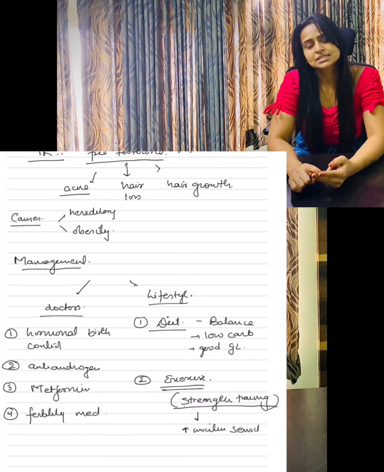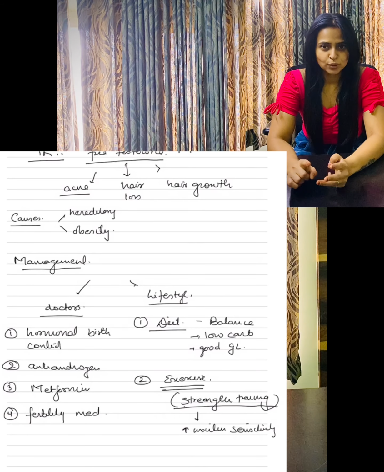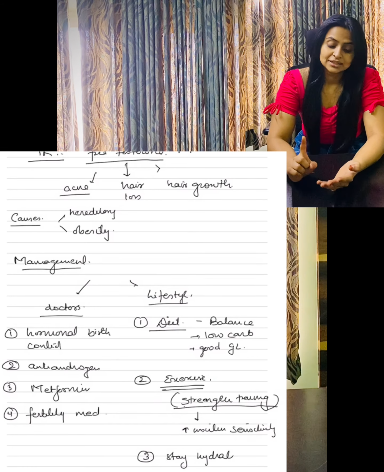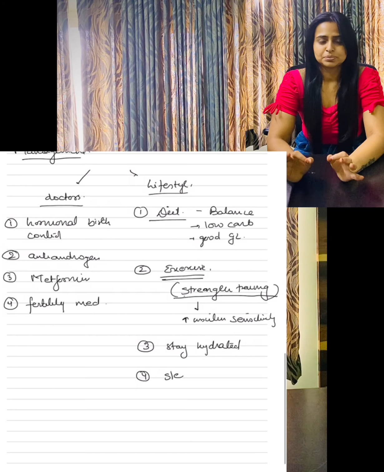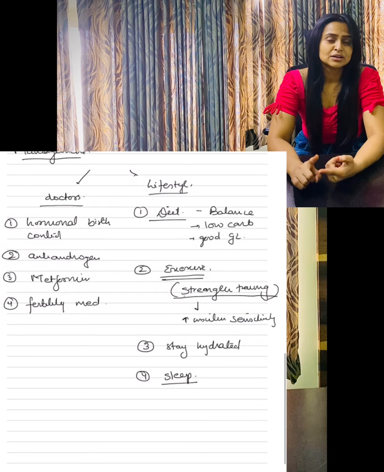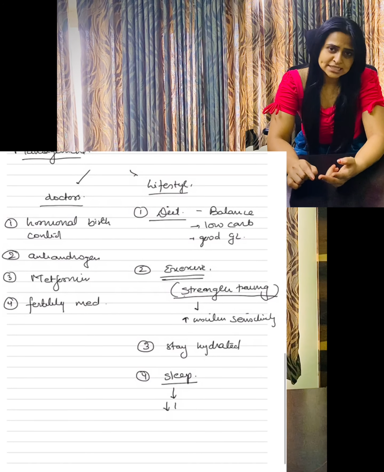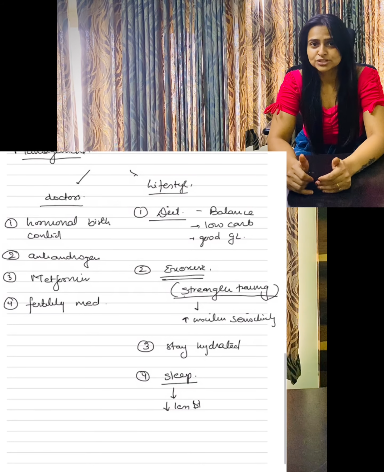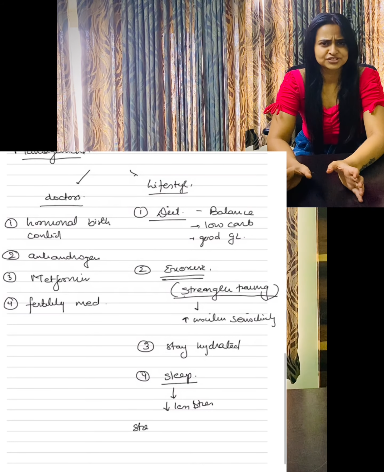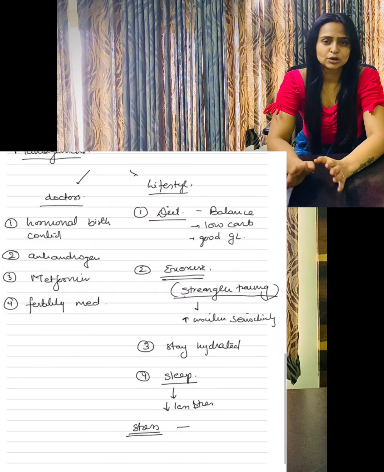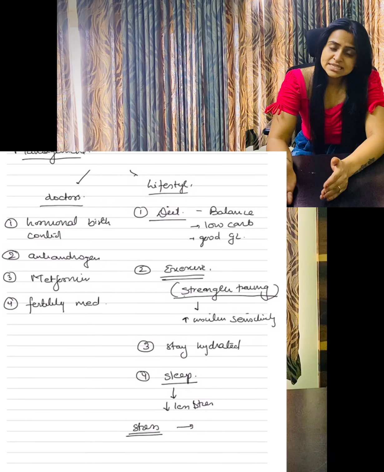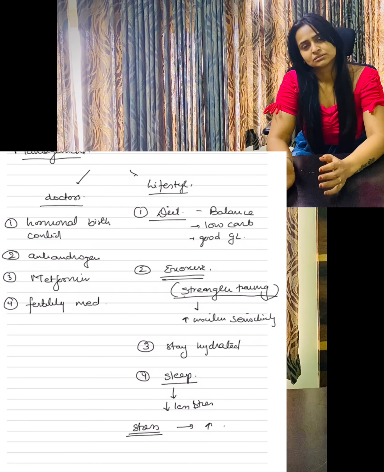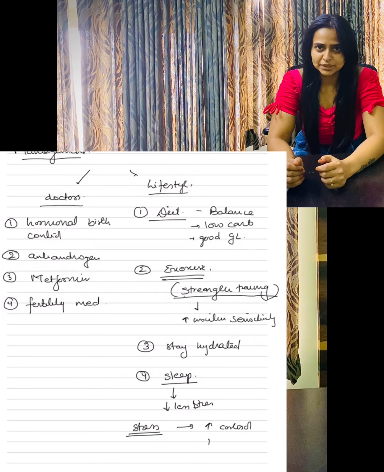Third is stay hydrated, as much as you can. Water helps. Fourth is sleep. Sleep 6 to 7 hours. When you sleep properly, your stress level decreases. What happens when your stress level decreases? Any kind of stress, physical, emotional, hormonal, leads to an increase in cortisol levels, which will in turn lead to hormonal imbalance.